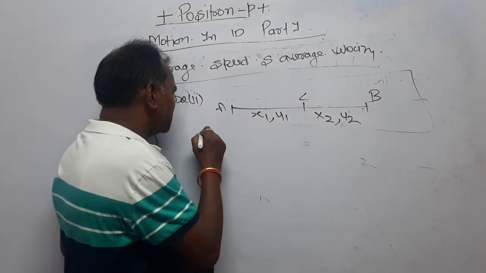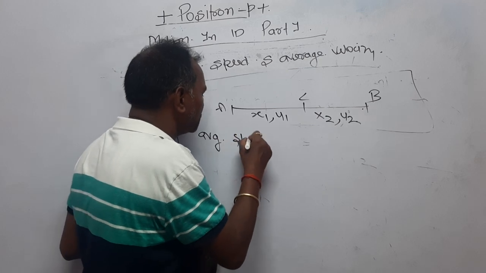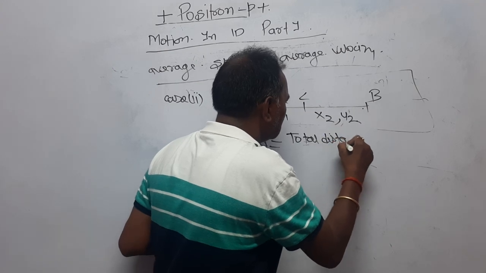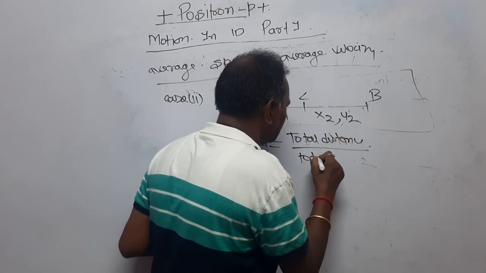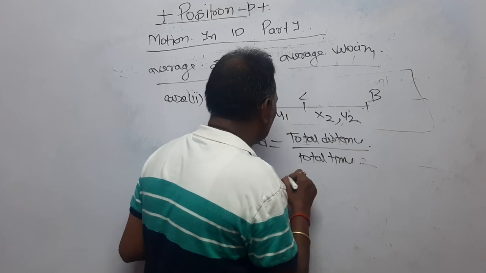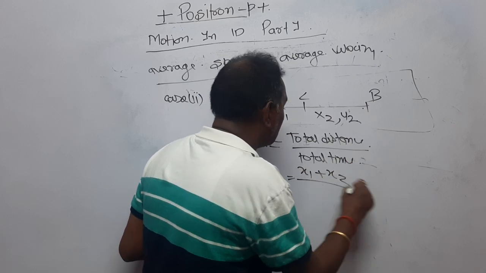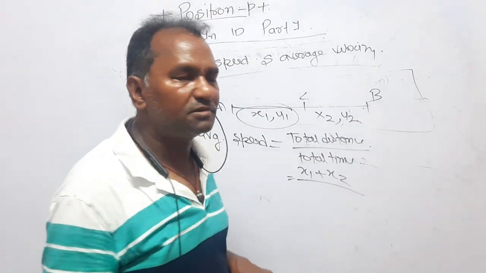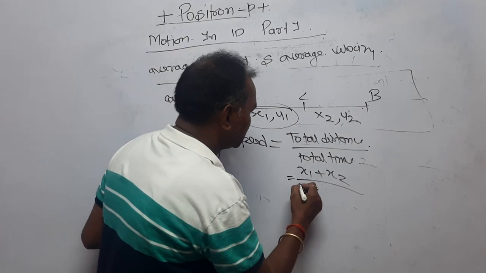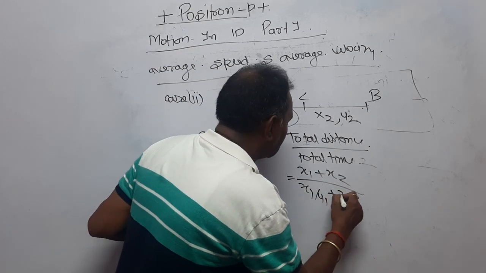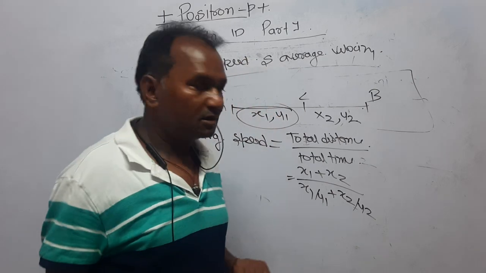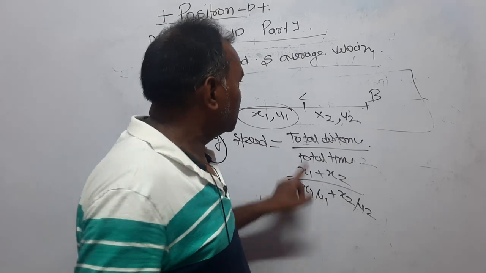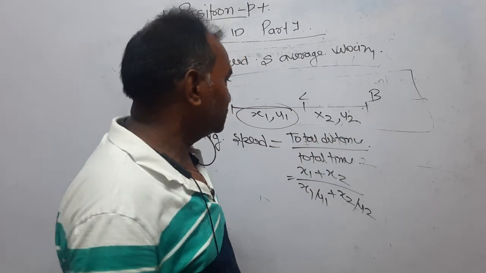Dear students, the average speed formula never changes, whatever the case. That is total distance divided by total time. Total distance is what? That is x1 plus x2. Now total time. In this, what will the time be? Time is equal to distance divided by velocity. From A to C, the time will be x1 upon u1, and in this part x2 upon u2. Right? The time will be distance upon velocity, that is x1 upon u1 plus x2 upon u2.